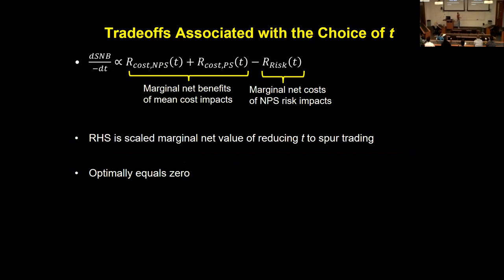But basically what I did was I took the first best, the optimality conditions, and I scaled them. I divided by some variables just to make them a little bit simpler to interpret. And they become relative marginal net benefit terms, or you could think of them as a rate of return condition, since they're really not in dollar terms anymore, since you divide through by some dollar values. But still, these terms here are the marginal net benefits of the mean cost impacts if I increase T or decrease T. There's going to be some cost impacts occurring that I'm going to show you what those are in a second. And here we have some marginal net costs of non-point risk impacts. So we're going to be able to sort of weight the cost impacts versus the risk impacts.